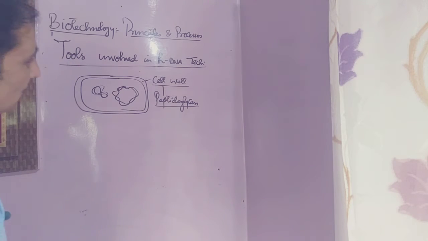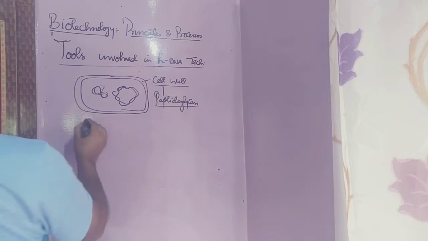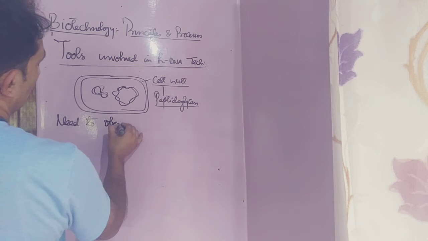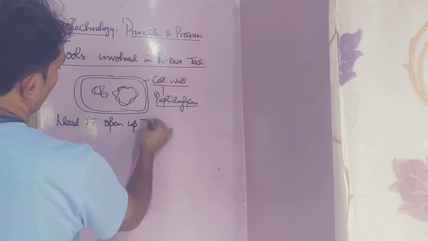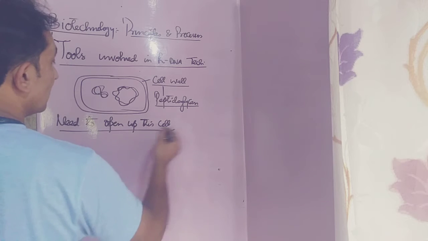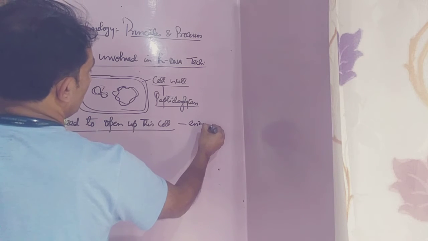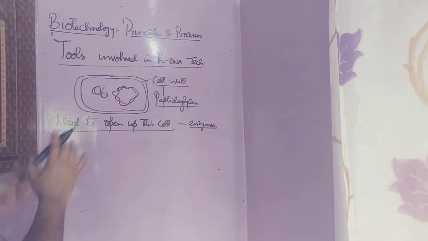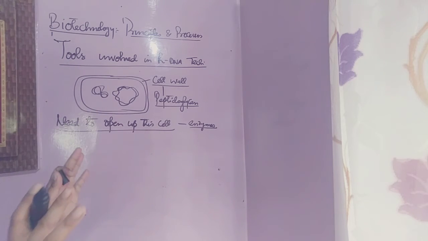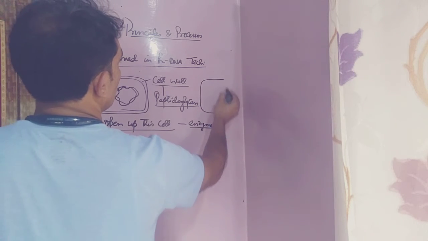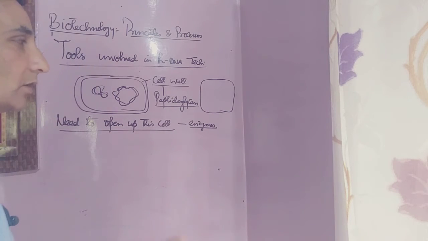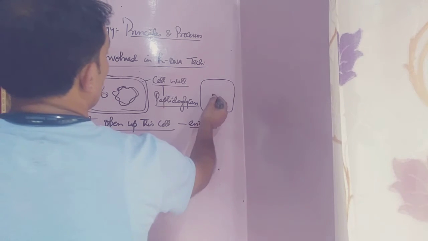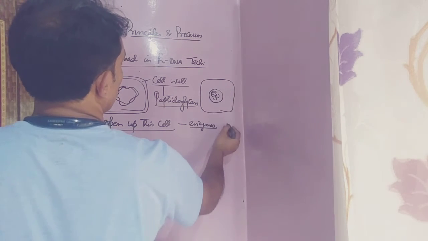Now, we need to open up this cell. First thing is, we need to open up this cell. For opening this cell, we need some enzymes. Clear? Then there's another thing. When we open up this cell, it's not necessary that only the bacterial cell needs to be opened up. For example, this is the human cell. The human cell also needs to be opened up, or any animal cell or plant cell. Though human cells or animal cells do not have any cell wall, we still need to open up the cell. Okay, so this is the genetic material over here, for example, this chromosome.